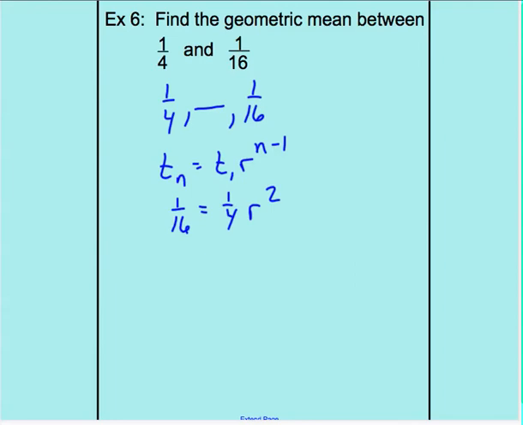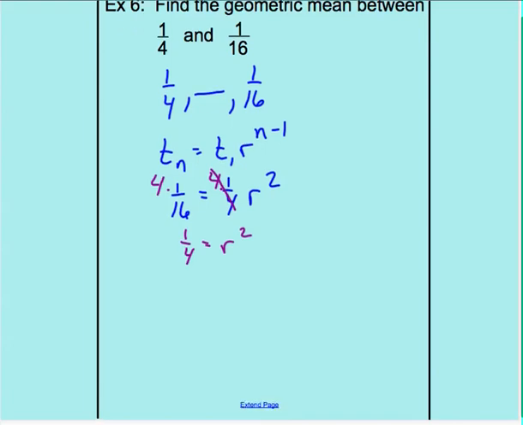Multiplying both sides by 4, I don't usually show my work, but I know some of you really don't like fractions, so I'm going to show my work here so you can follow what I'm doing. We'll cancel my 1/4, and simplifying 4/16, I get 1/4 equals r squared, and again, whenever you take an even root, you have two possibilities. So the square root of 1/4 is positive or -1/2.